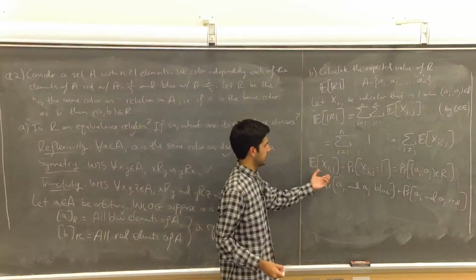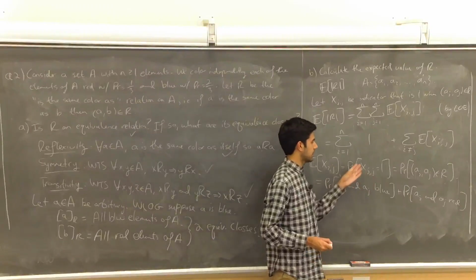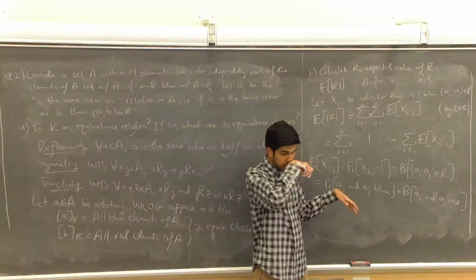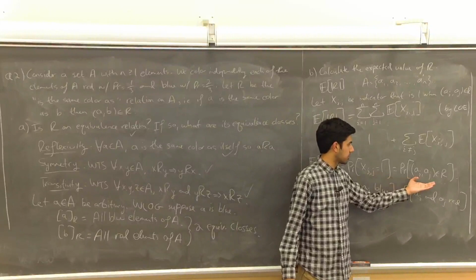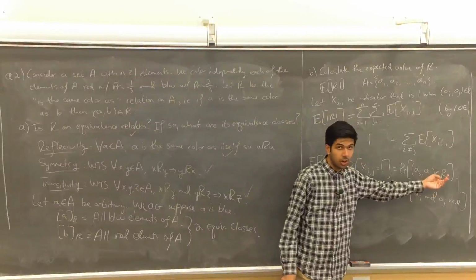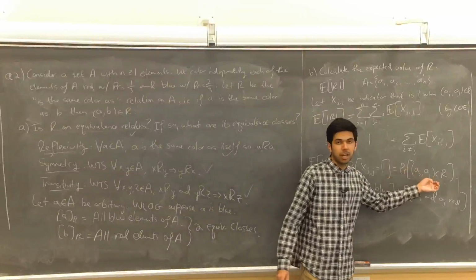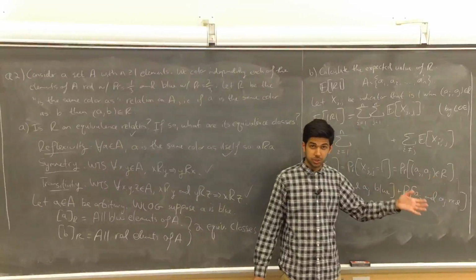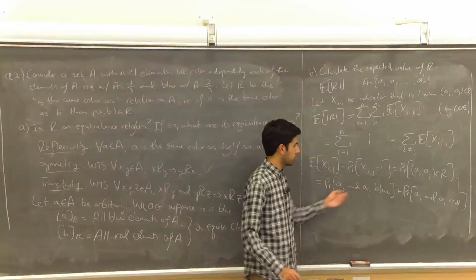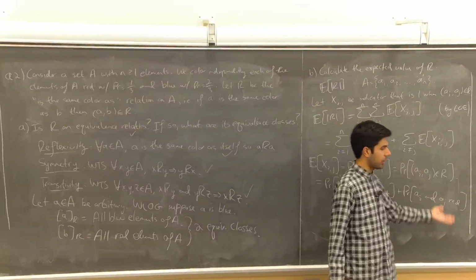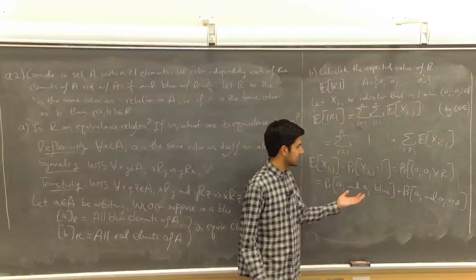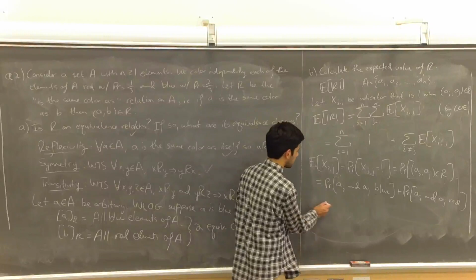So the expectation of an indicator is equal to the probability that the indicator is equal to 1. In this case, it's the probability that the ordered pair a sub i, a sub j is in R. But what that means in words is that a sub i is the same color as a sub j. Well, there's 2 disjoint cases, one when they're both blue, one when they're both red. Since they're disjoint, we just add their probabilities.